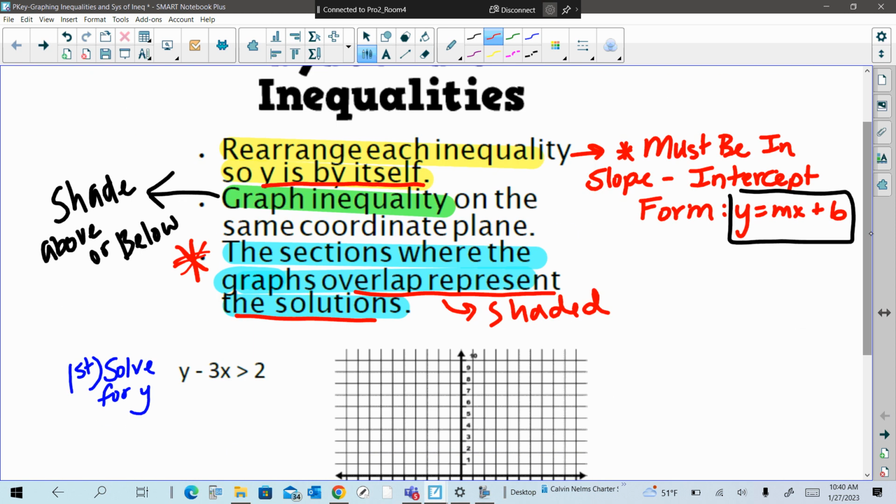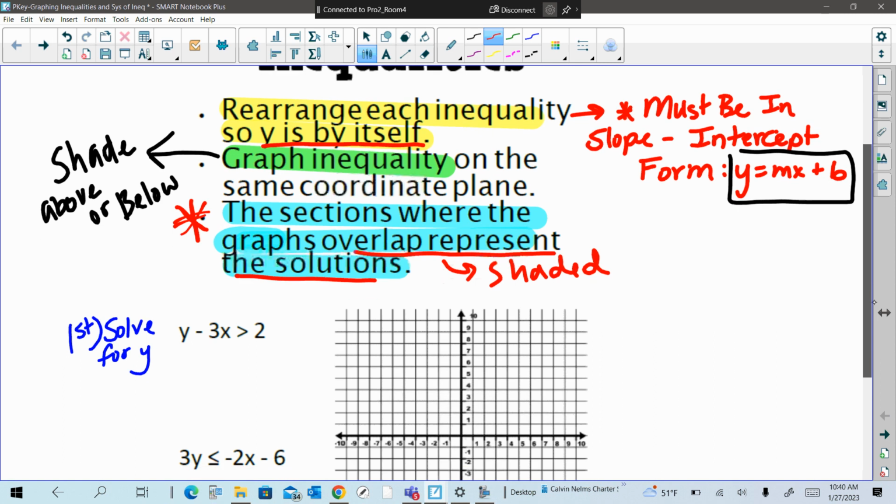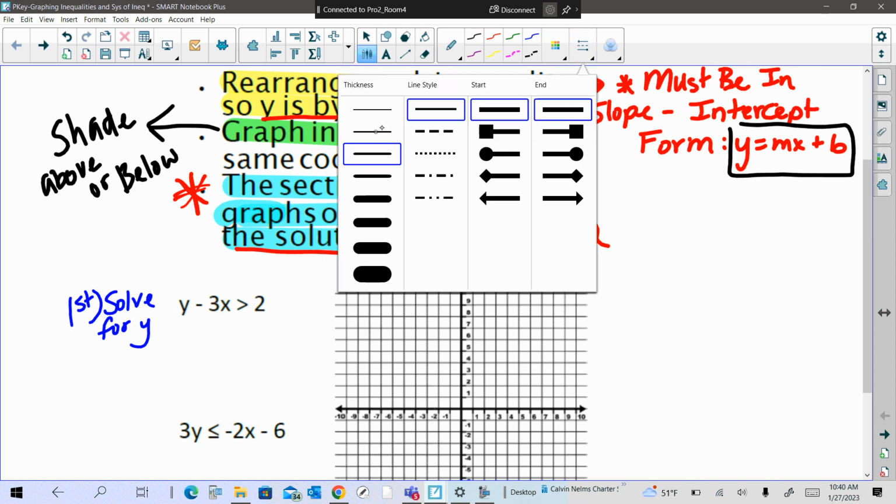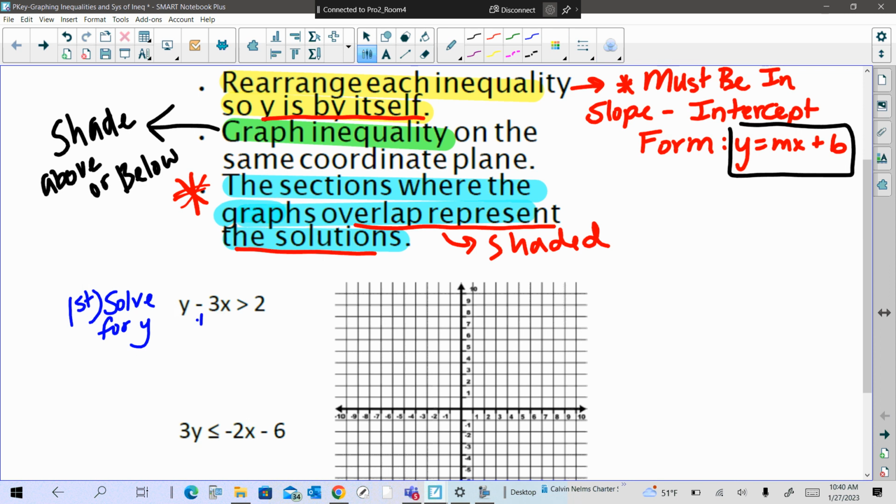So starting, I'm just going to scroll up here. On this first one, we have y minus 3x is greater than 2. Can we graph that? No, why not? You got to solve for y. Okay, so how do we show solving for y? All right, write that on your paper. Plus 3x. Plus 3x.